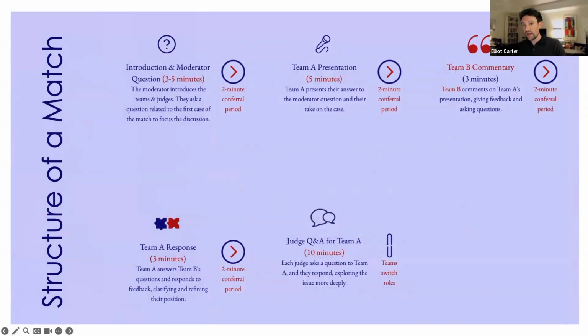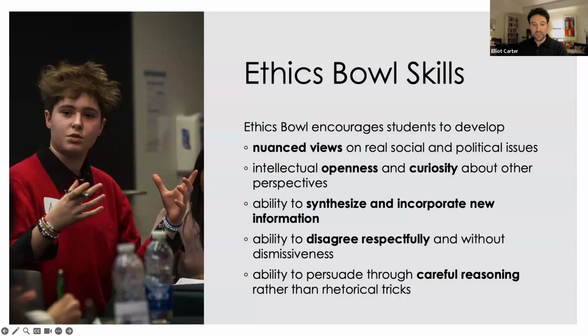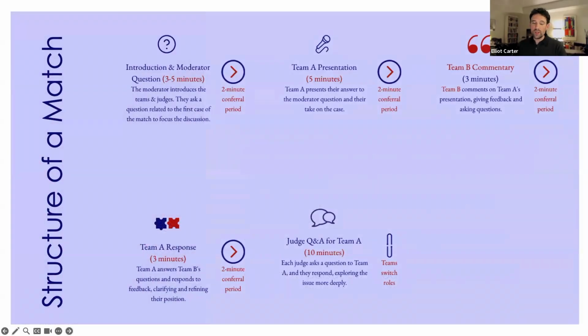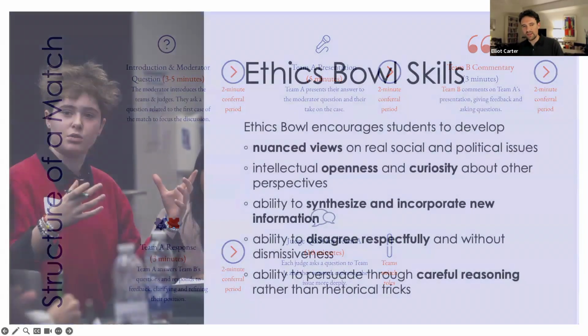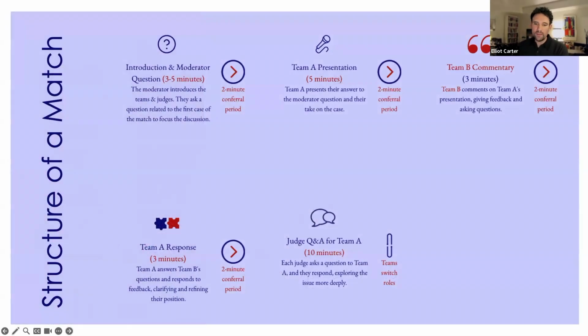And again, after Team B's commentary, there's a 2-minute conferral period, and then Team A gets to respond. They can respond to the feedback, they could clarify things that they said, and they could also refine their position. As I mentioned before, one of the things that they might choose to do is to change some of their views or some of the details of their views in response to Team B's commentary if it makes sense to do so. Now, they don't have to do so. It's not like they'll be penalized for not changing their mind or anything like that. But we don't see that as a problem if they want to incorporate feedback in that way.